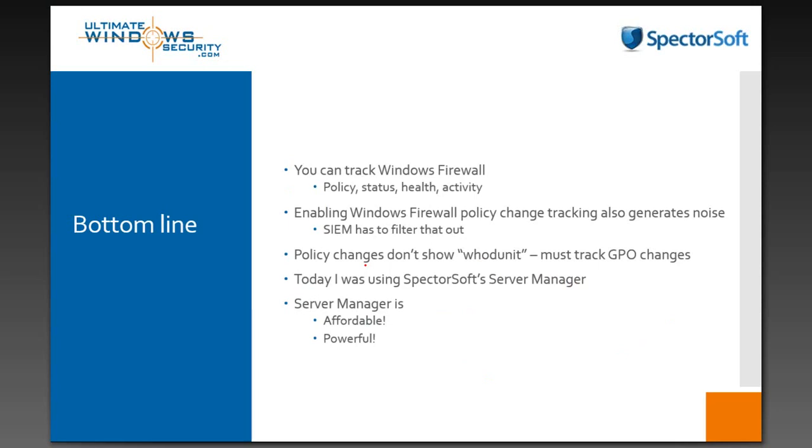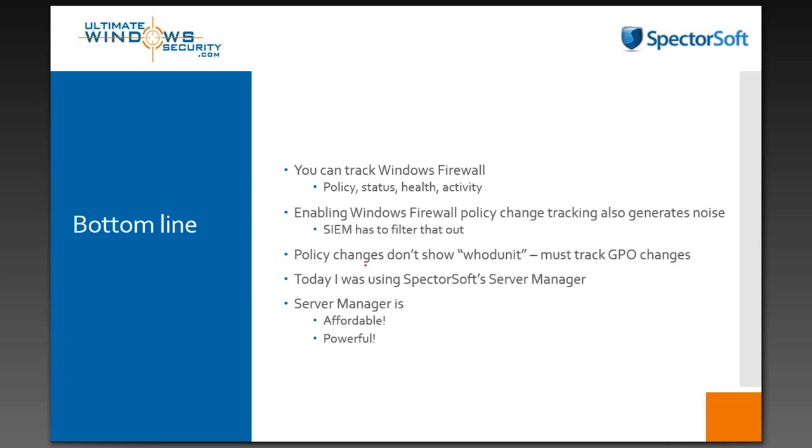So the bottom line is we can track the policy, the status, the health, and the activity of Windows Firewall. Enabling Windows Firewall policy change tracking is going to generate some noise. It's the job of your SIEM to filter that out.